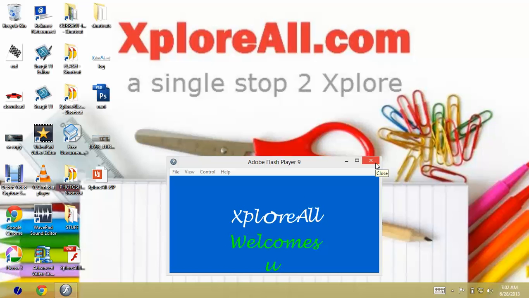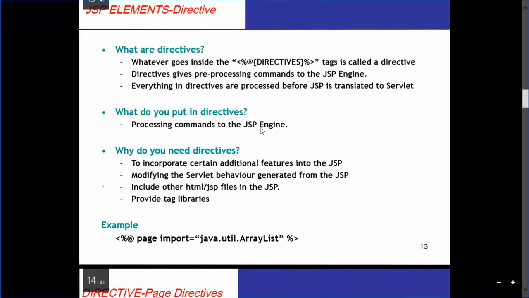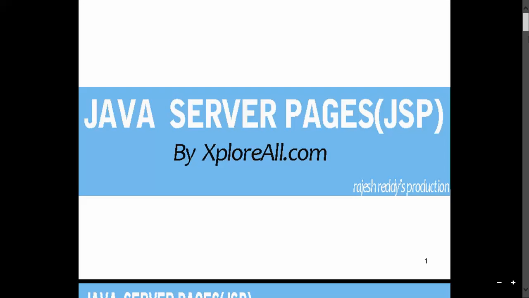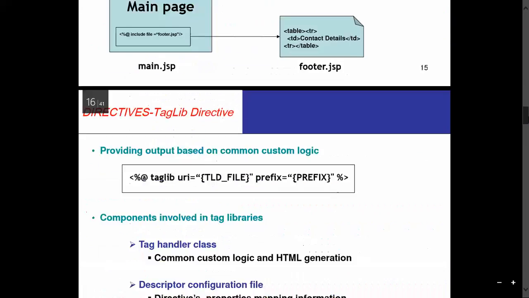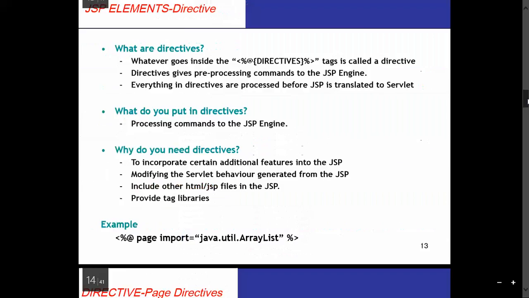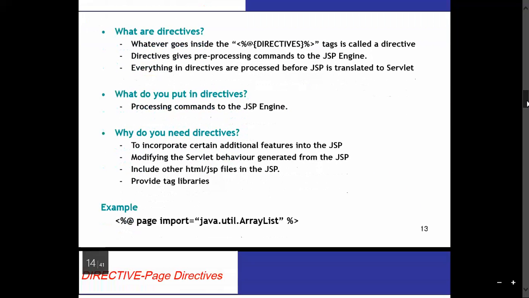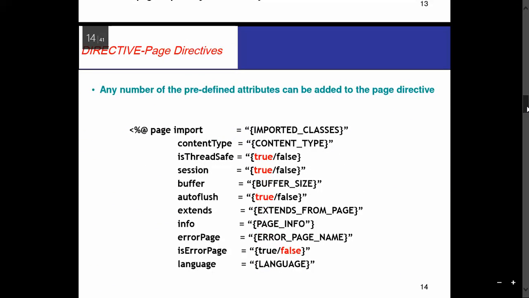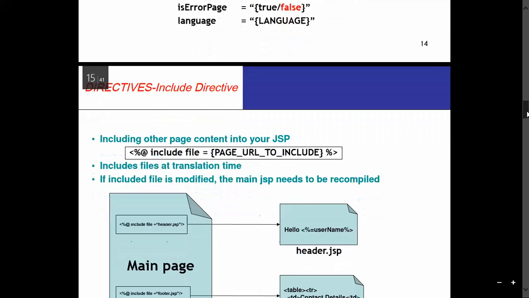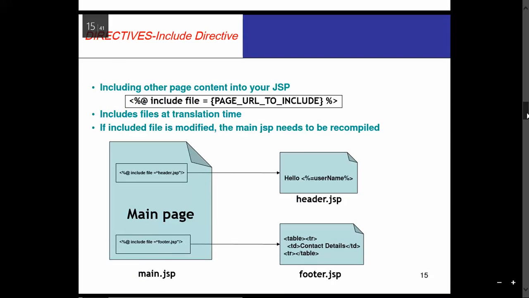In this video I'm going to talk about the directives which I was continuing in my previous video. So I said that we have three directives: one is the page directive, the second is the include directive, and the third is tag libraries. I have talked about page directives in a previous video. Now I'm going to discuss the other two directives, that is include and tag libraries.